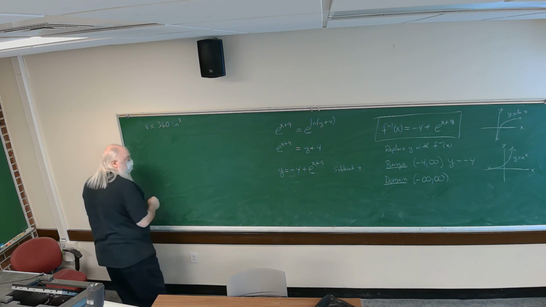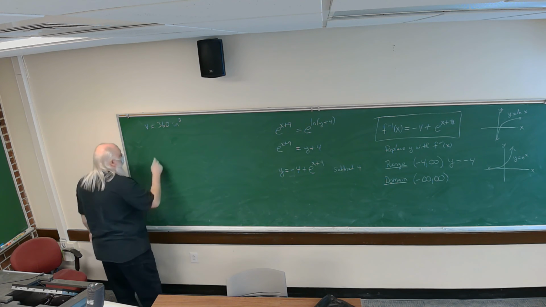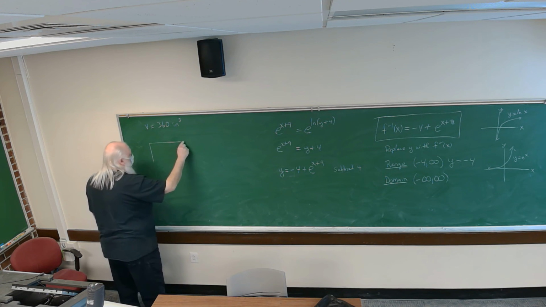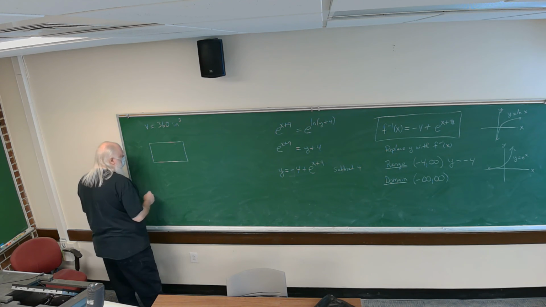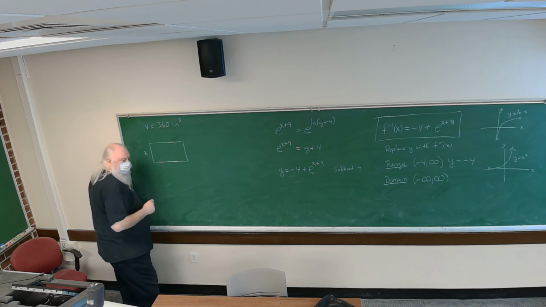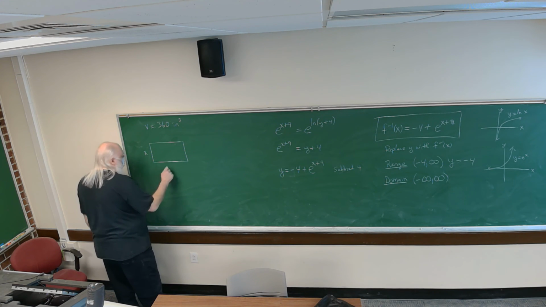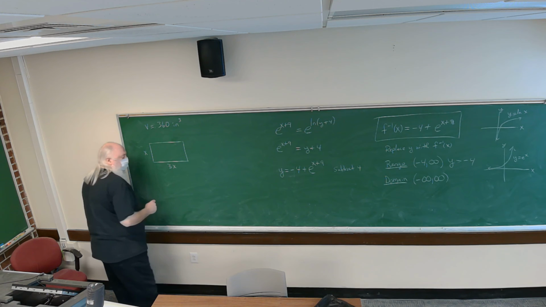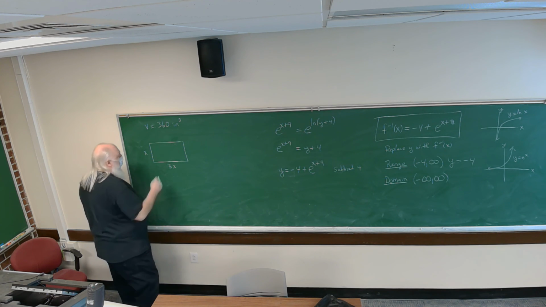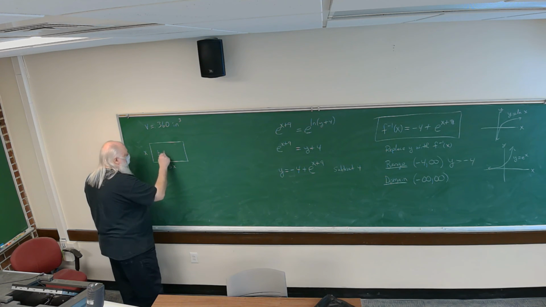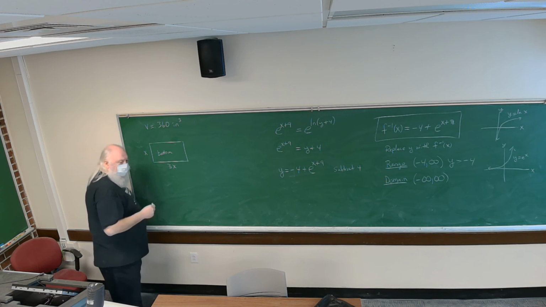And it has a rectangular bottom, right? Yeah, open rectangular box. And the length is 3 times the width. So if the width is x, then the length is 3 times x, right? And this is the bottom or base of the box, right?